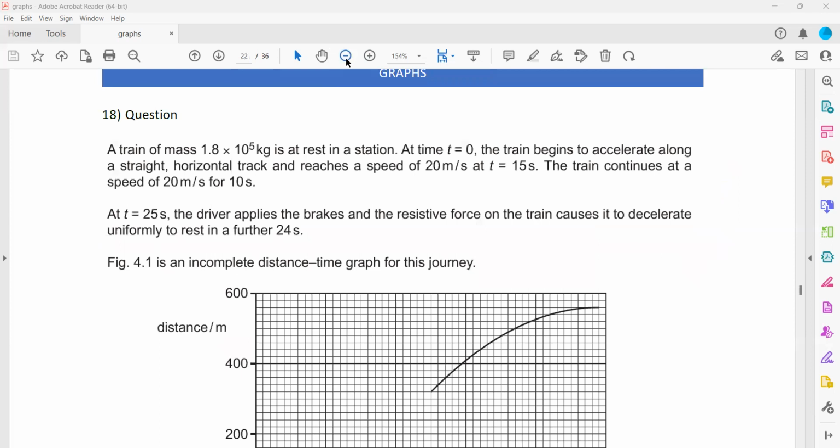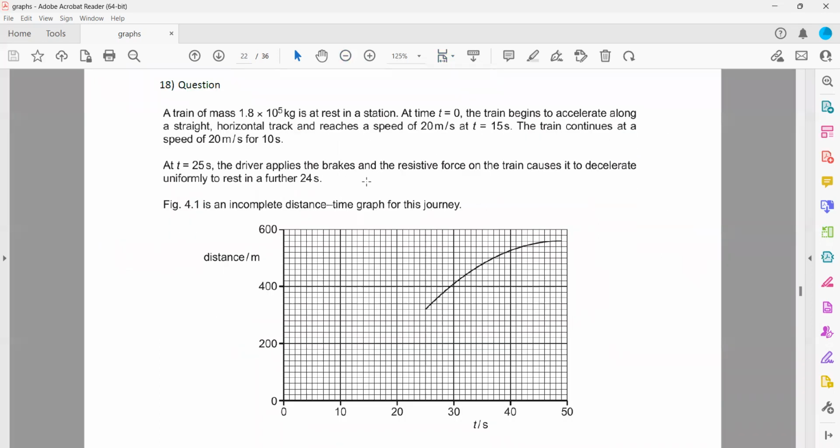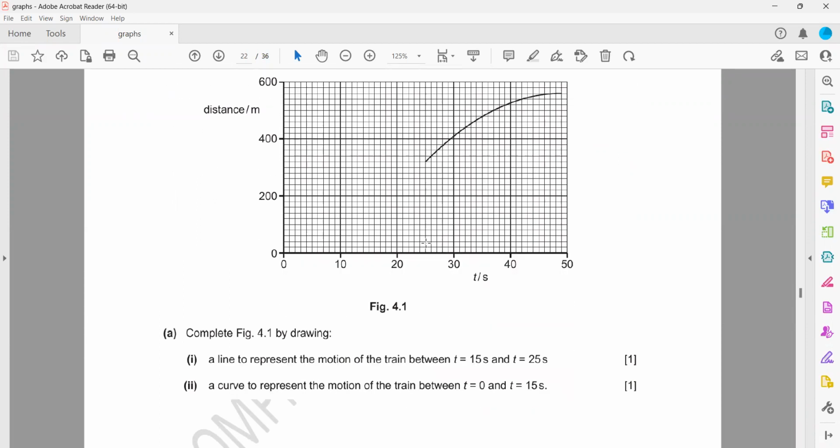Moving on to the next question, question 18. A train of mass 1.8 × 10^5 kilograms. At time t equals 0, the train begins to accelerate, reaches a speed of 20 meters per second at 15 seconds, and then the train continues at a speed of 20 meters per second for 10 seconds. Then from 25 seconds, the driver applies the brake and the train decelerates.